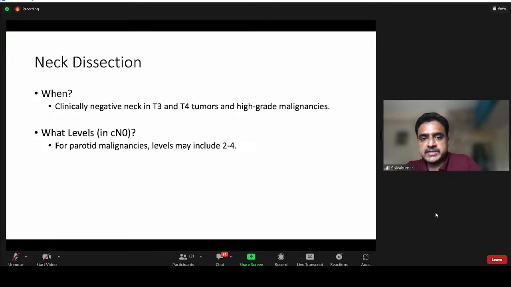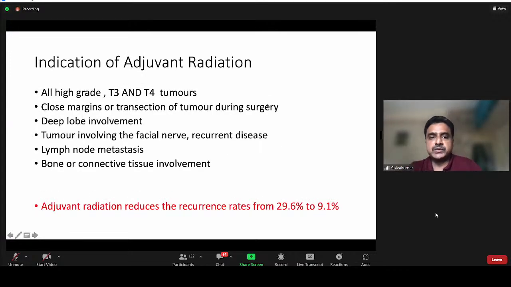And of course, neck dissection, we would consider in T3, T4 and high grade tumors, and of course in an N+ neck, and levels 2 to 4 could be sufficient in an N0 neck, and in an N+ neck 1 to 5. So I'll just run through this in the interest of time. Indication for adjuvant radiation. Shweta, please make a point on this about the indications for adjuvant radiotherapy.